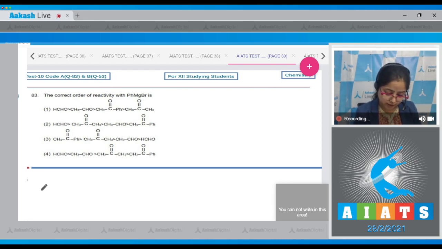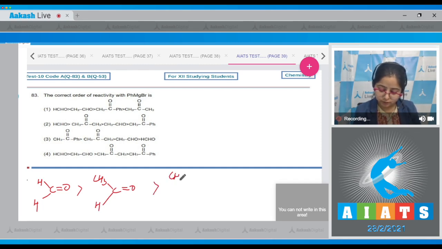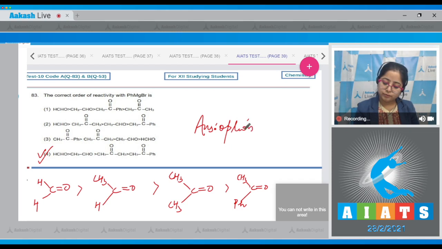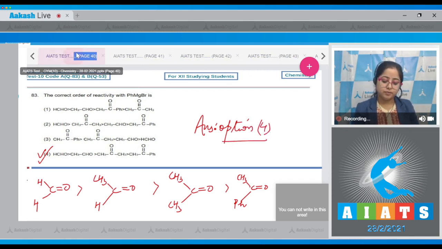So the most reactive compound will be HCHO, followed by ethanal, further acetone, and the least reactive will be acetophenone, that is CH3C=OPh. That means the correct order is represented in option number 4. Moving to next question, which is question number 84.